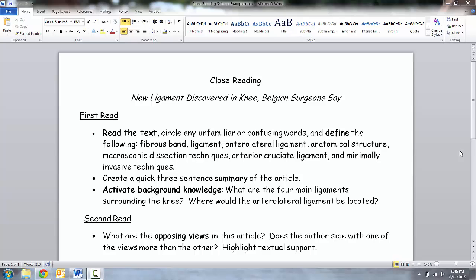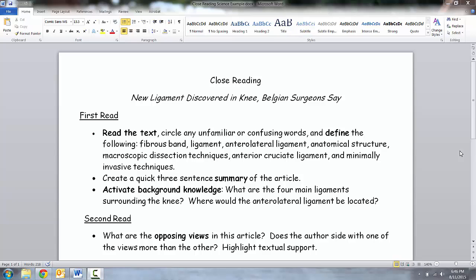Good morning. This is April Keim from the Science Department, and I am going to demonstrate a close reading for science. I chose to do an article, but some other great options for science are lab reports and graphs. The article I chose is called New Ligament Discovered in Knee, Belgian Surgeons Say.